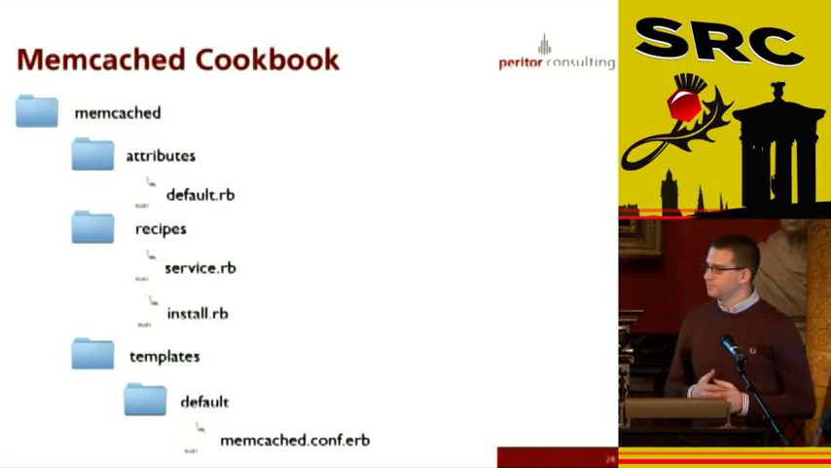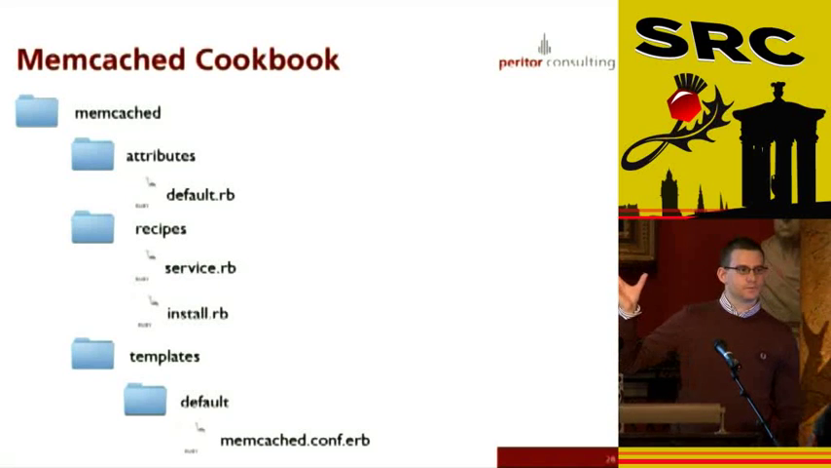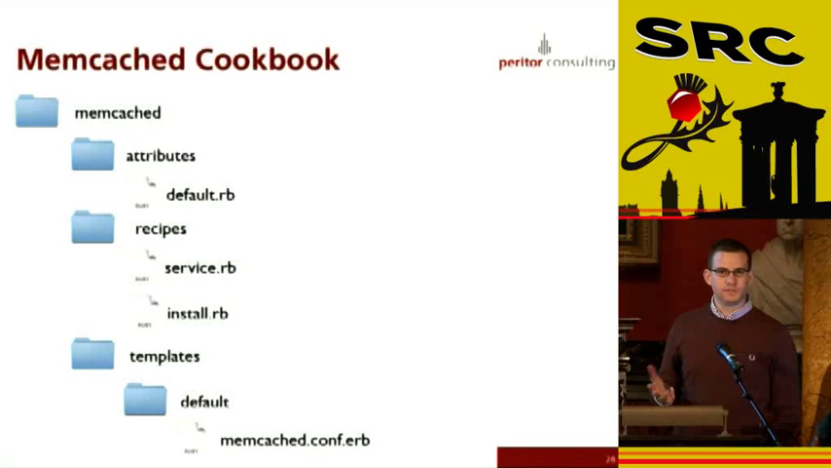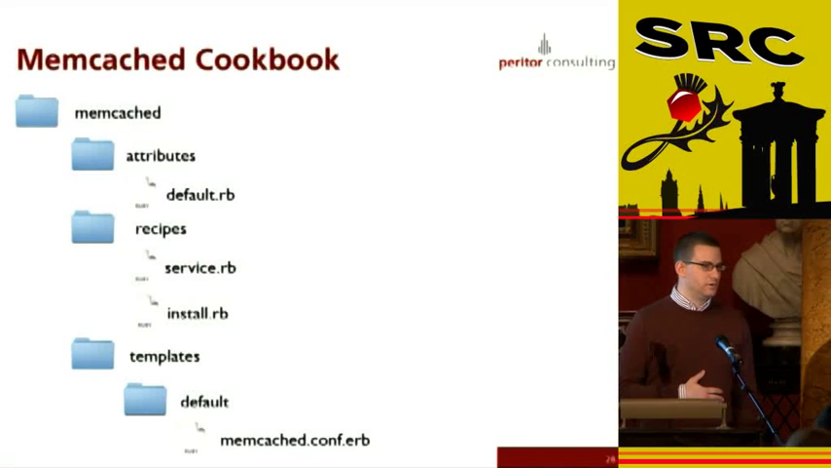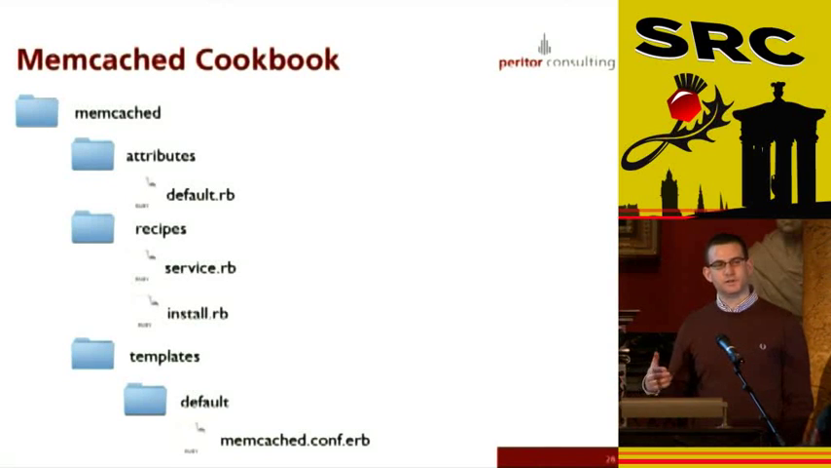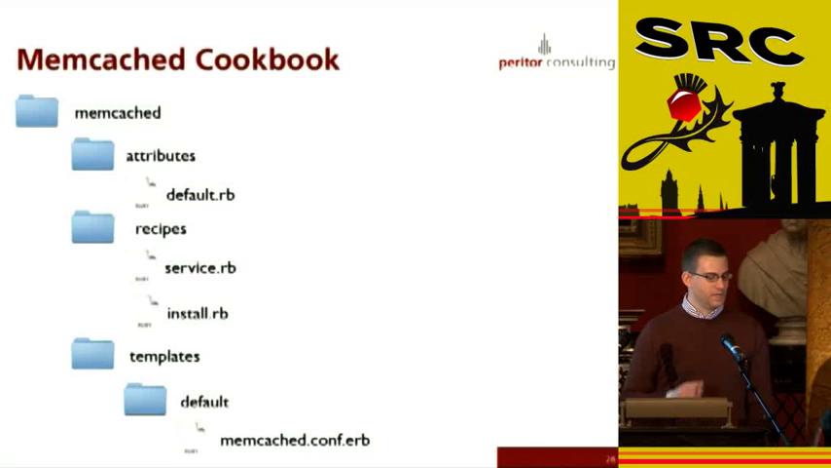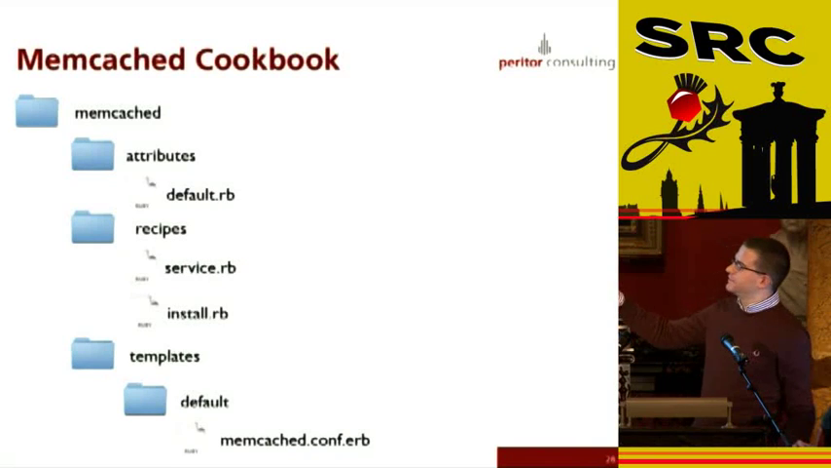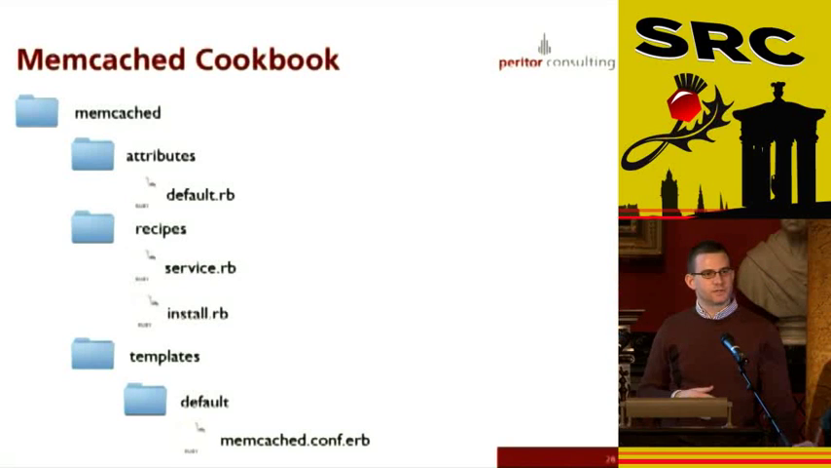The general workflow is I have attribute files. I have a folder where I put attribute files, which are roughly like variables that I can extract, or set defaults. Then I have the actual recipes. The recipes are the part that actually has the logic of how I install Memcached. And I have templates, which I use in order to create files on the system. All Chef cookbooks have this basic structure. There could be a couple of other things like files and metadata and so on, but this is the core of Chef. I have a cookbook that consists of attributes, recipes, and templates.